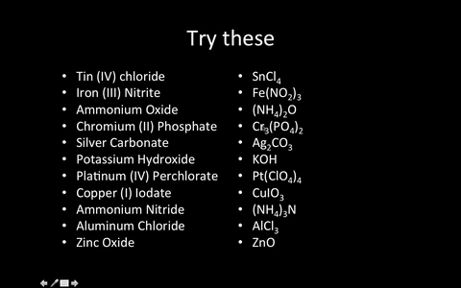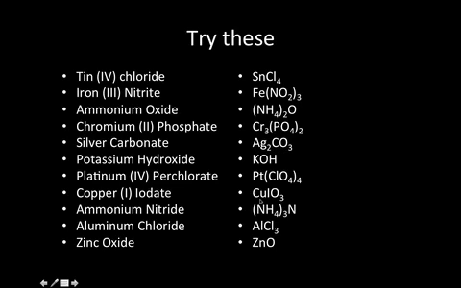Chromium 2 phosphate. So chromium is a +2 charge. Phosphate is a -3 charge. Least common multiple between 2 and 3 is 6. So we end up with 3 different chromiums to get to +6, 2 different phosphates to get to -6. Finally, we have silver carbonate. Carbonate's -2, so we have 2 silvers.